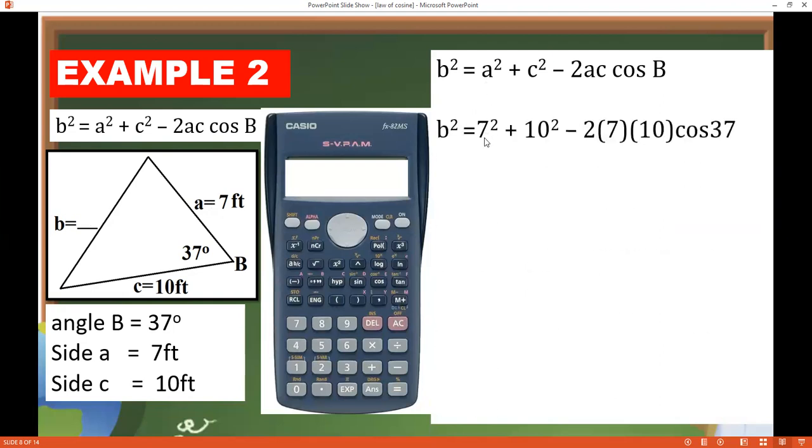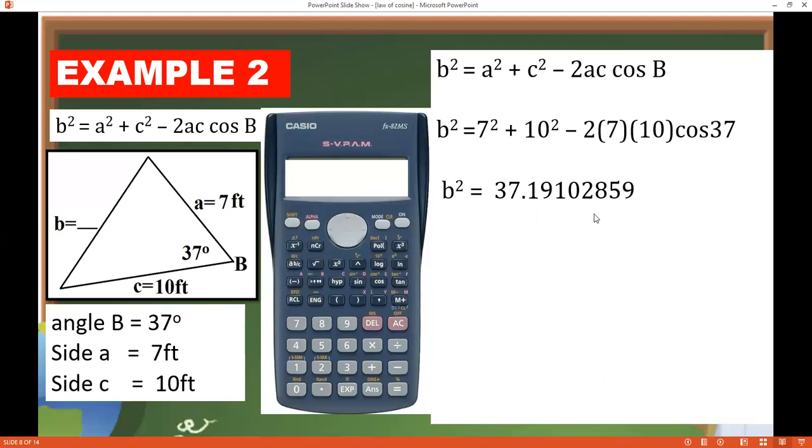So A is 7, C is 10, then minus 2 multiplied by the value of A, which is 7, multiplied by the value of C, which is 10, then cosine angle B, 37 degrees. Now, in your calculator, i-press nyo lang yan ng minsanan. Dito, 7, tapos sa inyong squared, then plus 10 squared, tapos minus, open parenthesis, 7, close parenthesis, tapos open parenthesis ulit, tapos press nyo yung 10, then close parenthesis. Then, ito yung cosine, katabi lang ni sine, tapos 37, and then press equal sign, ang lalabas sa sagot dyan is 37.19102859.